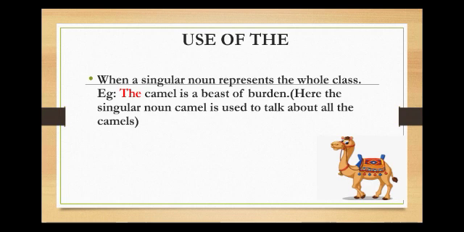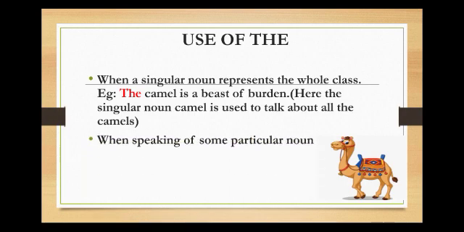The second example could be the cow is a useful animal. Over here, I'm saying the cow. Cow is singular over here, but I'm not talking about any one cow. I want to say that all the cows in this world, all of them are useful. That is why the cow is a useful animal. So if a singular noun represents the whole class, then use the before it.